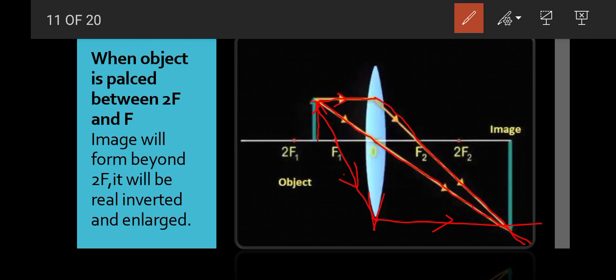So this is the case where, what is the nature of the image? You can see all these 3 principal rays are converging at a point which is beyond 2f. After 2f, it is forming after 2f. It is very enlarged in size. It is real and inverted. So the image will form beyond 2f, real, inverted, and enlarged.